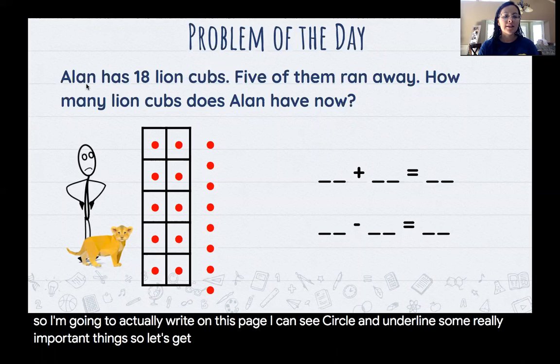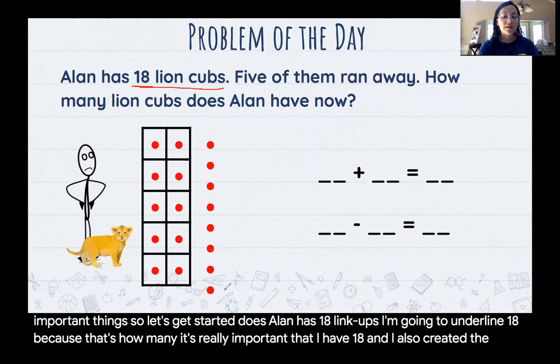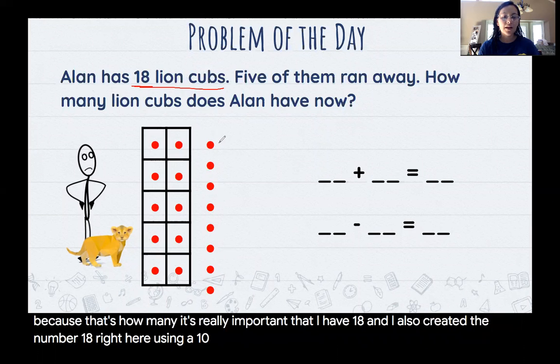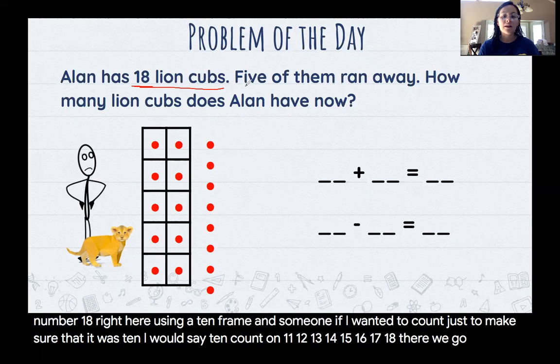All right, so I'm going to actually write on this page so I can circle and underline some really important things. But let's get started. It says Alan has 18 lion cubs. I'm going to underline 18 because that's how many. It's really important that I have 18. And I also created the number 18 right here using a 10 frame and some ones. If I wanted to count just to make sure that it was 18, I would say 10, count on 11, 12, 13, 14, 15, 16, 17, 18. There we go. 18 lion cubs.